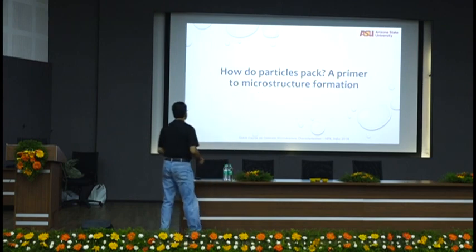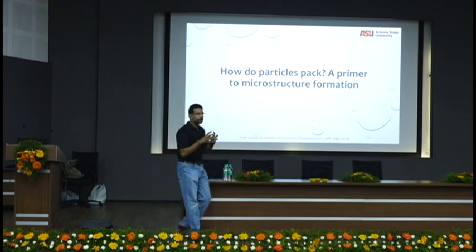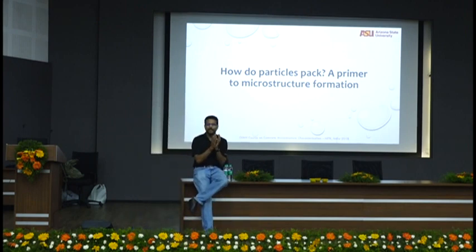Okay, so the next one is how do microstructures form? So I'm going to talk about how particles pack. Now you can use your imagination and consider whatever scale that you want. So this I leave to your imagination now. If you want to think only about cement paste, you can think of this as how CSH grains and the calcium hydroxide and the ettringites and the monosulfates and all of them pack together.